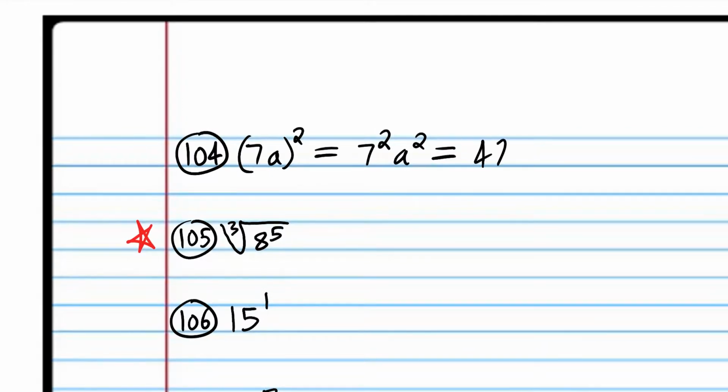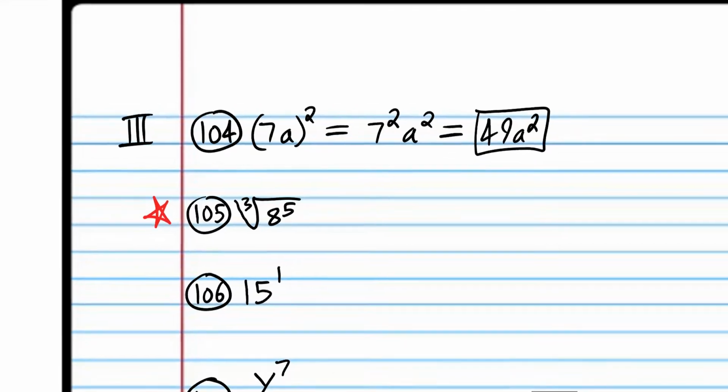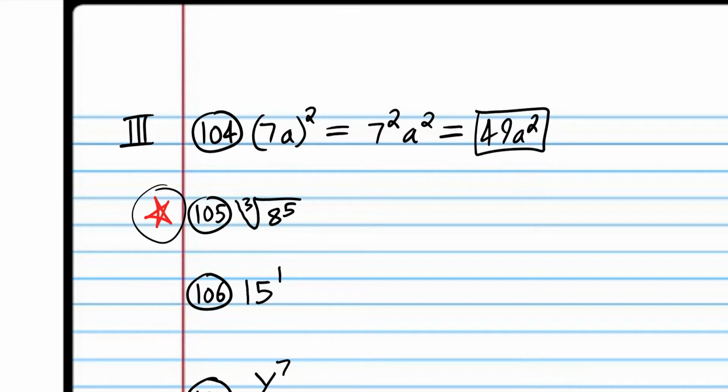And 7 squared is 49. So there you go, and that is rule number 3. So if you got that one right, good job. Now notice this one has a star by it. That's because you don't want to raise 8 to the 5th power.